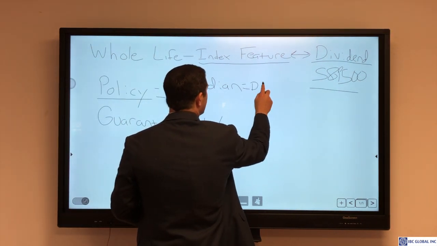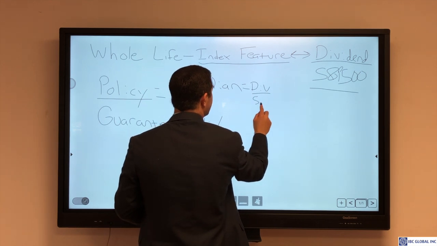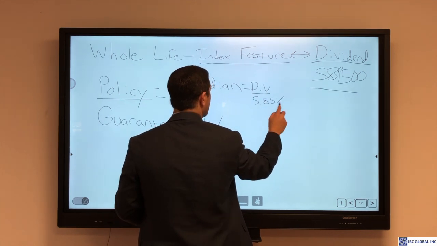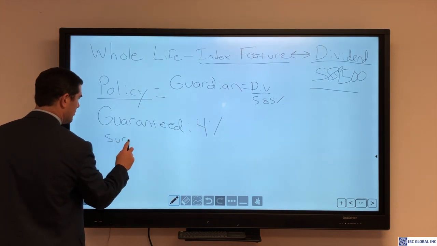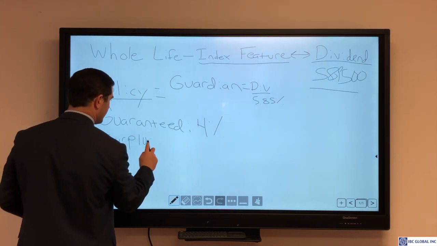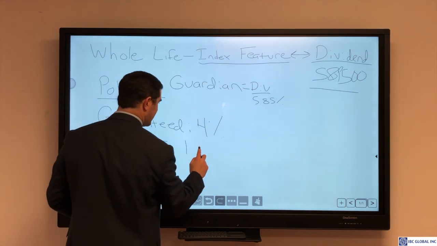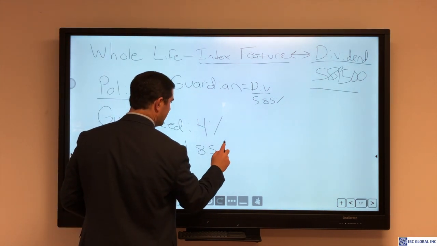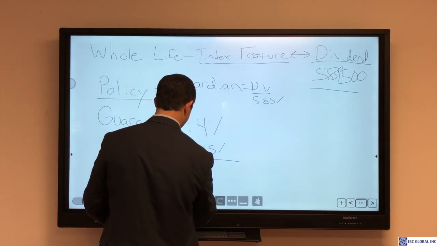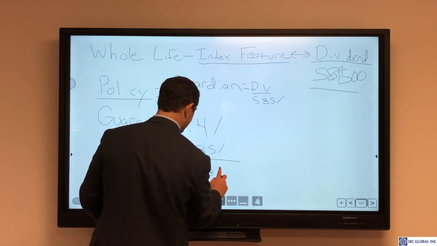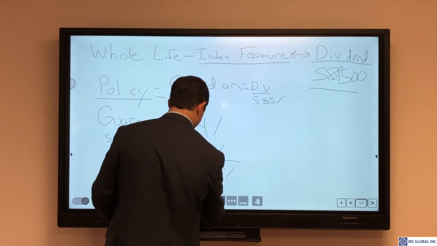Guardian's total dividend rate is presently 5.85%. So what that means is they declared a surplus of 1.85%. Add the two together, what do you got? 5.85. And that's their dividend rate. It's been there for 3 years in a row.